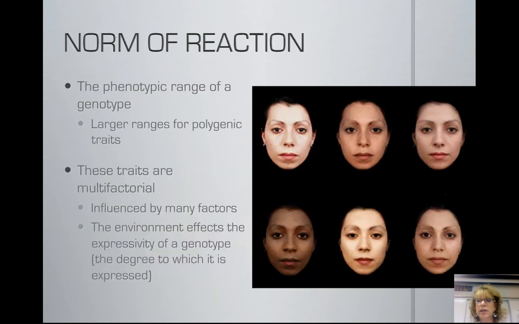Norm of reaction is the phenotypic range of a genotype. And again, there's going to be a much larger range for polygenic traits because they are multifactorial. Multifactorial traits are influenced by a lot of different factors, as we mentioned before, genes and the environment. The expressivity of a genotype is the degree to which it is expressed.